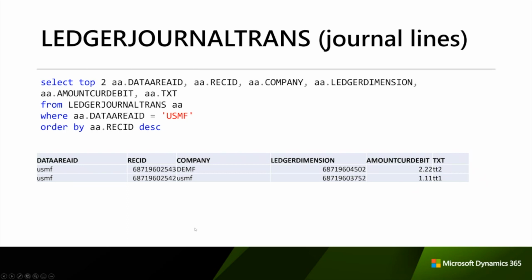The thing I want to point out is the companies here. You can see that the ledger dimension for DEMF is 4502, and for USMF is 3752. The point we're trying to make here is that these two are company specific, and we're going to follow them down a little ways to understand why they're company specific.